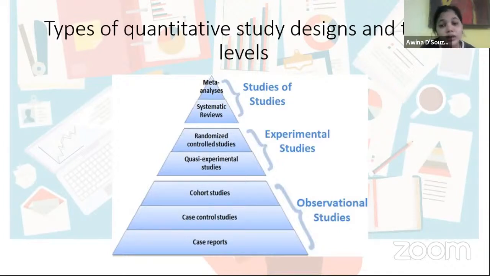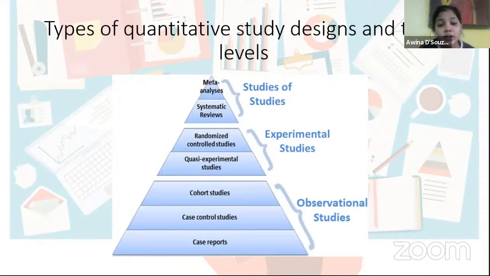Now when you come to case reports, a case report is more of a descriptive kind of study design. Quantitative and descriptive can overlap, but quantitative and qualitative cannot overlap. That is one distinction I would like to bring forth. So case reports are a descriptive study design, and they don't have analytical methods taking place.